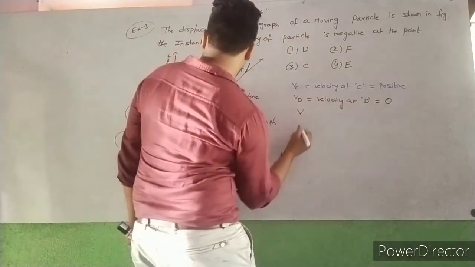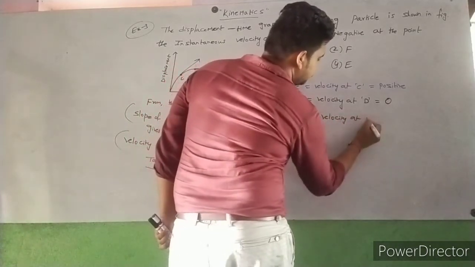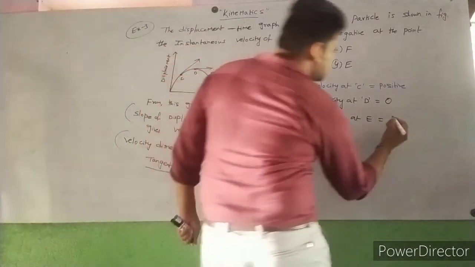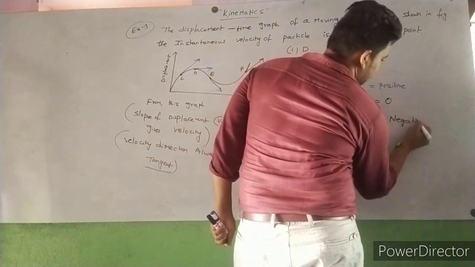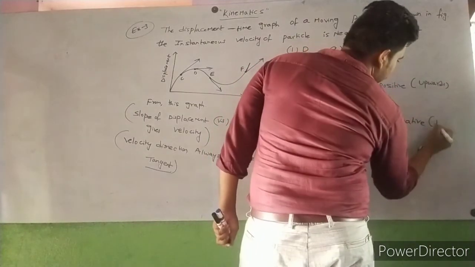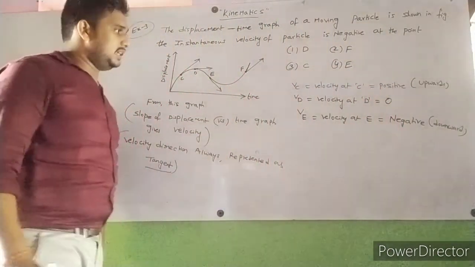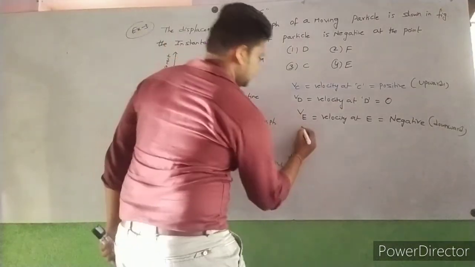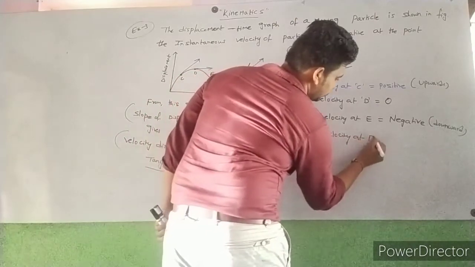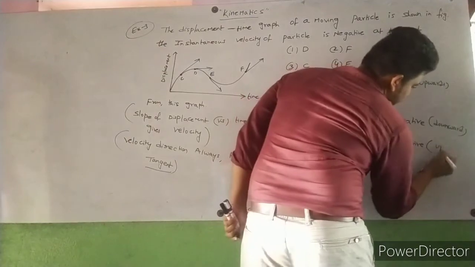And velocity at E: velocity at E is negative, because the slope is downward. Next, VF, velocity at F, is positive, upwards.